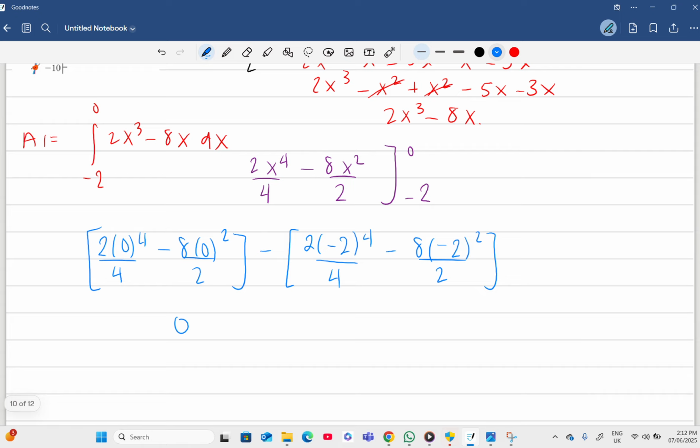Now this is going to give me 0 minus, the answer of this is negative 8. So 0 minus negative 8 is just going to give me 8. So my first area is equal to 8. Now let me solve for my next area.